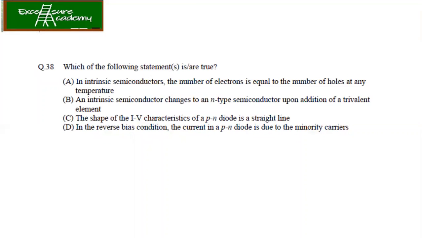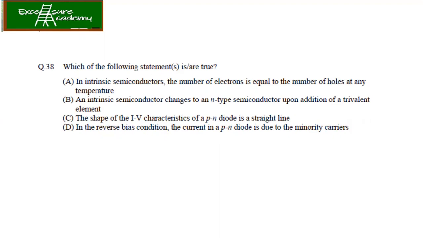Now, an intrinsic semiconductor changes to an n-type semiconductor upon addition of a trivalent element. When an intrinsic semiconductor is doped with a trivalent element, it becomes a p-type and not an n-type semiconductor, because p-type means the semiconductor is rich in holes, or positive charge carriers. Whereas when an intrinsic semiconductor is doped with a pentavalent element, it becomes an n-type semiconductor. So option A is correct, but not option B.